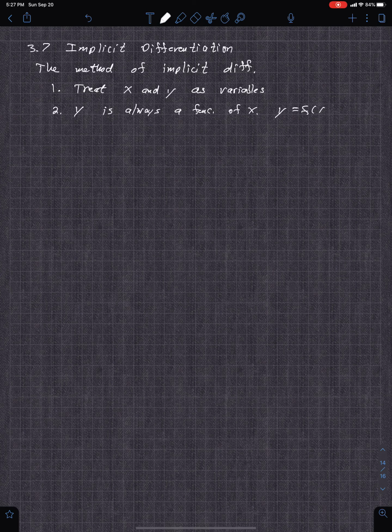And there's going to be times you can't solve explicitly. So this is what we would say is implicit form, like a function. y is implicit in there. This is explicit. y is explicitly solved for.